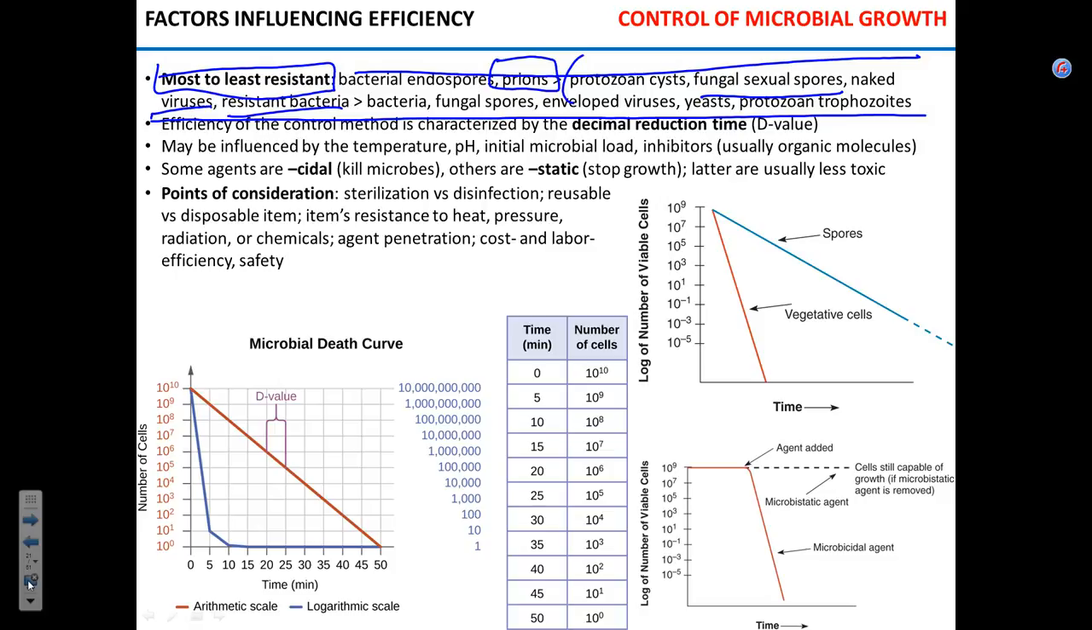Protozoan cysts. First, let's recall what protozoans are. Can anyone quickly formulate what is the protozoan? How many cells? One. Do they have a nucleus? Yes. Unlike bacteria, protozoans are single-celled eukaryotic organisms. Can you give me an example? Amoeba. Okay? Amoeba is soft.